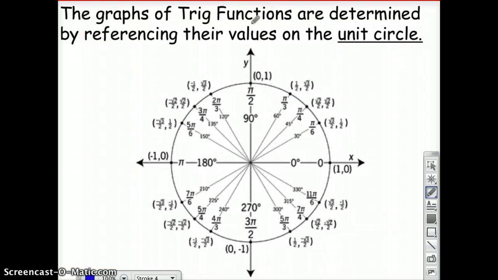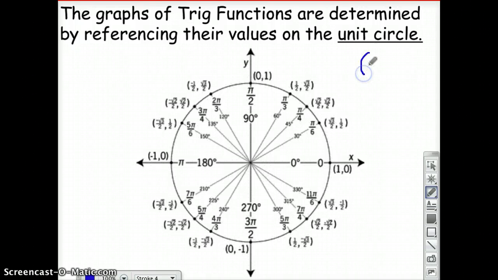So let's quickly review the unit circle. The graphs of trig functions are determined by referencing their values on the unit circle. So basically, if we want to graph sine, we're just plotting the points and connecting them, and same for cosine. So it's important to know the values of the unit circle.